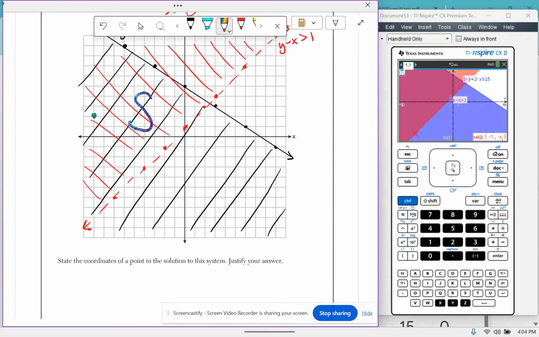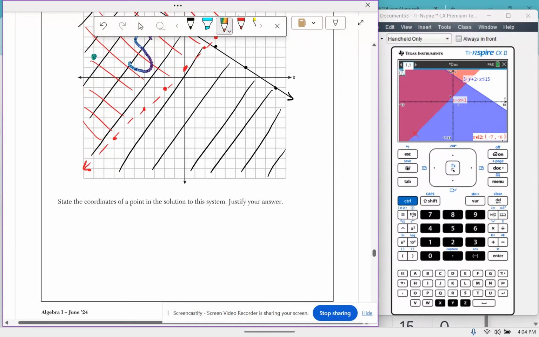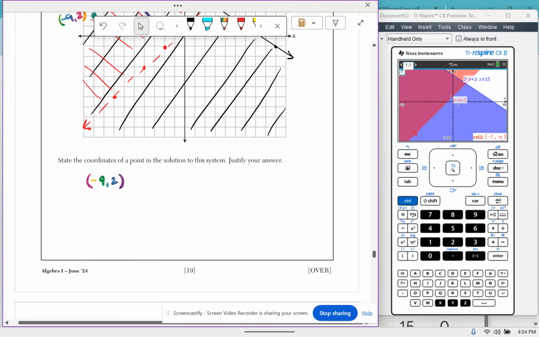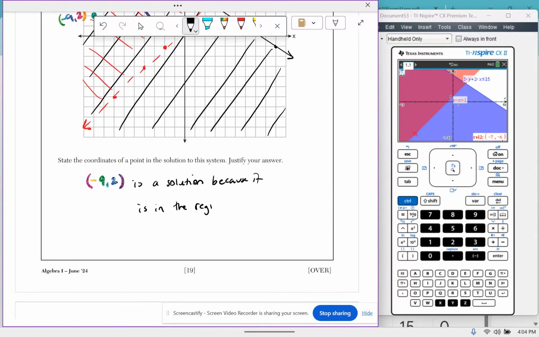Let's choose -9, 2, and then just double check that the point you chose is in fact in the shaded region. And then we'll say that is a solution because it is in the region where the shaded parts overlap.